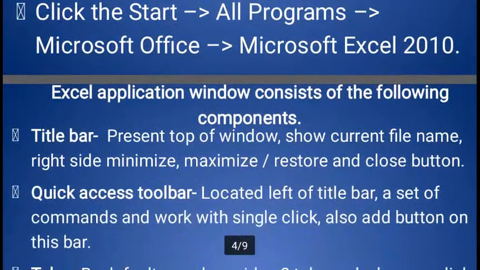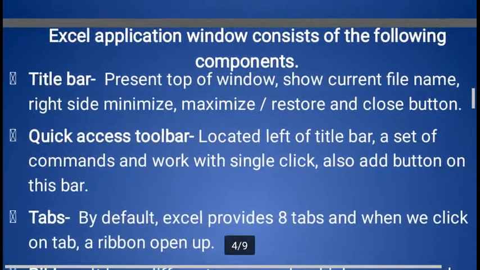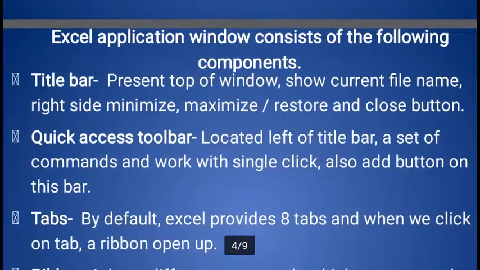On the first screen of Excel, you can see different types of components. The Excel application window consists of the following components. First is the title bar. Any application's topmost bar, we always say this is a title bar. It is present at the top of the window and shows the current file name. On the right side you can see the minimize, maximize, restore and close buttons.